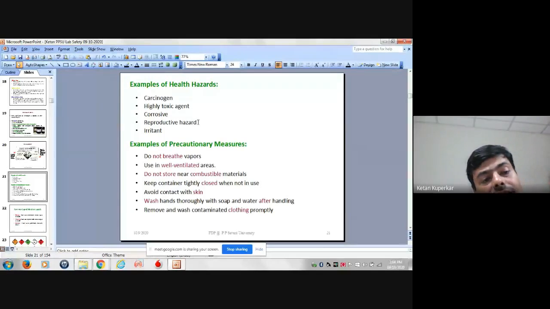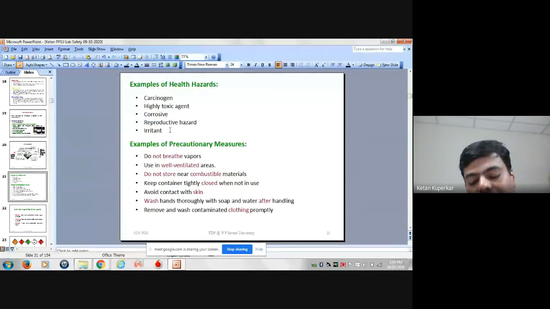Reproductive hazard means overexposure or continuous exposure to such chemicals may raise impotency in any individual. The most common health hazard which has been written is the irritant. Now, with irritants, several individuals are allergic, are skin allergic. Several of them are even allergic to different kinds of air. So, taking account of all these health hazards, several precautionary measures are also mentioned in case you get prolonged exposure to this kind of chemical.